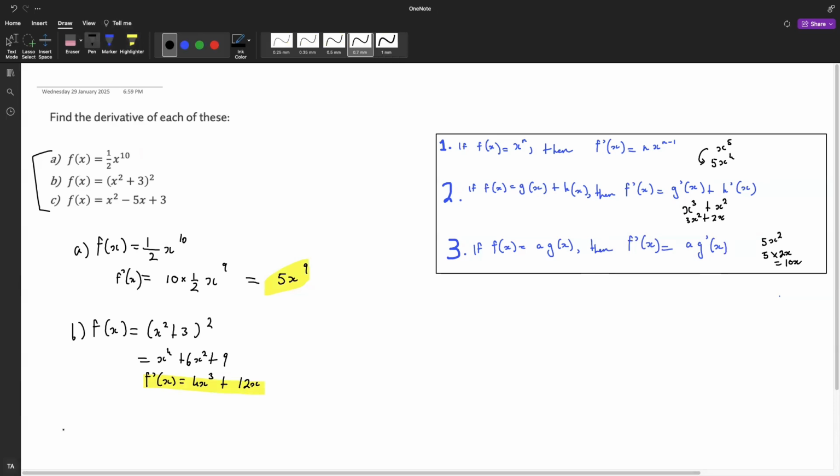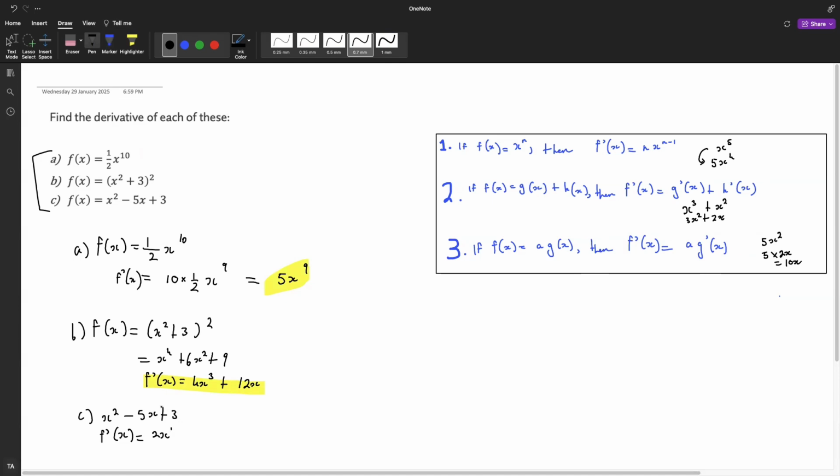Then if you do the last one, we've got x squared minus 5x plus 3. We don't have to expand anything on this one, so you can just start differentiating each of the terms for themselves. So f dash of x is equal to the derivative of x squared, which becomes 2x, because we put the 2 at the front, and the power goes down by 1, so that just becomes 1, but we don't need to write that. And then minus 5x.